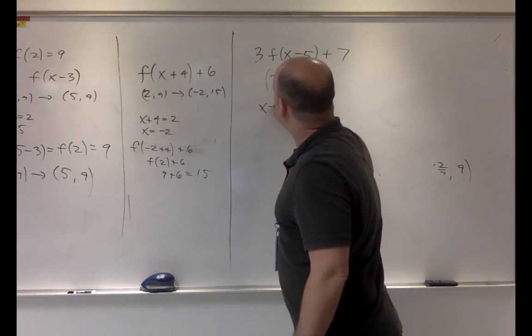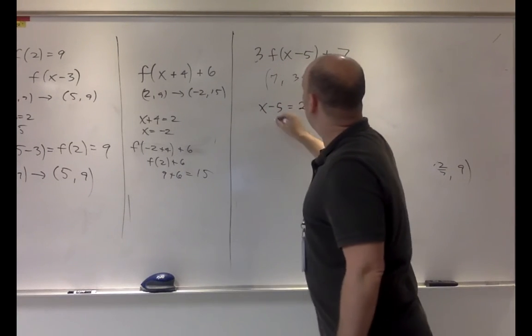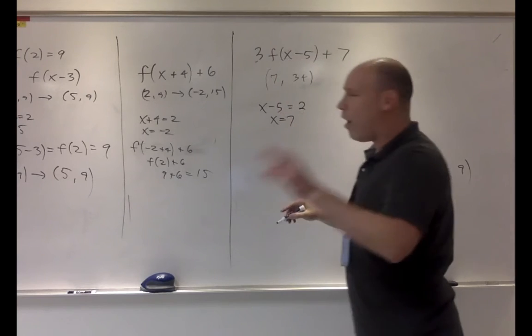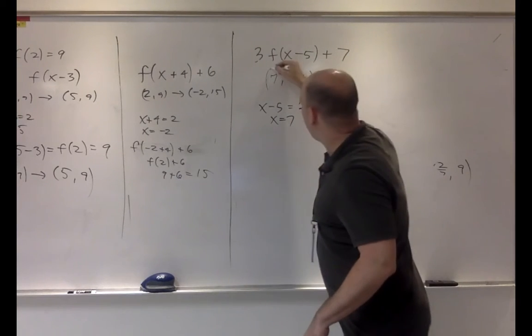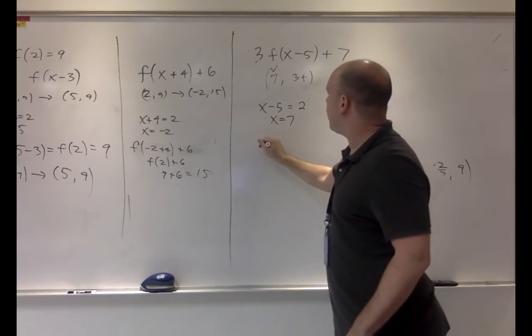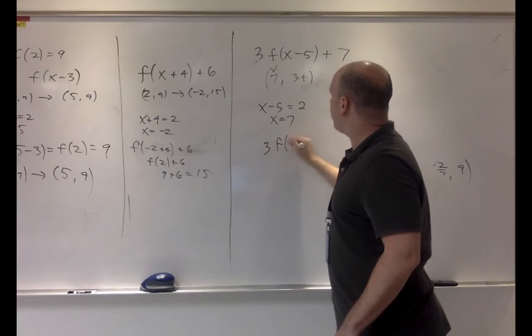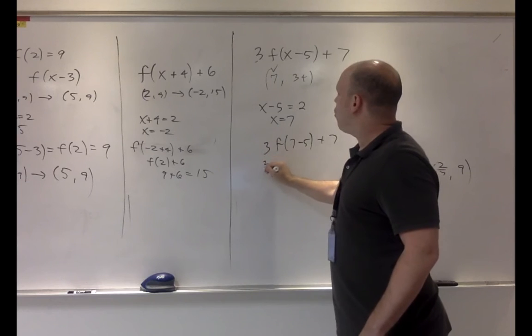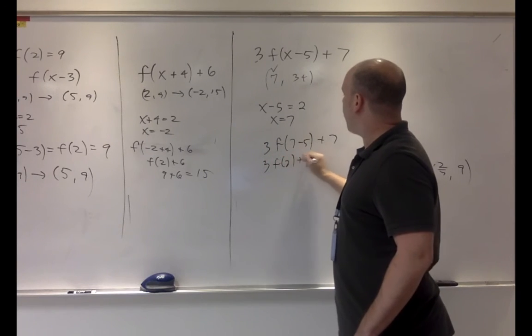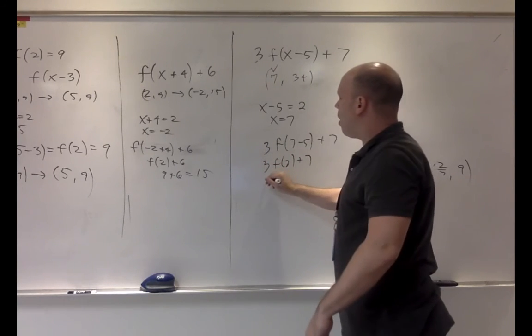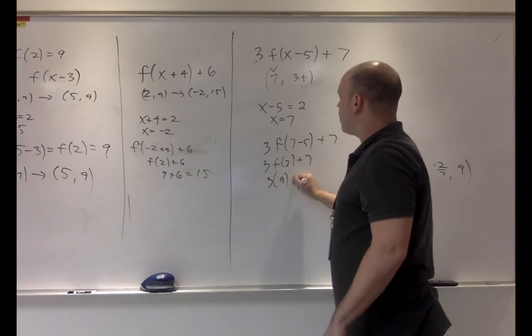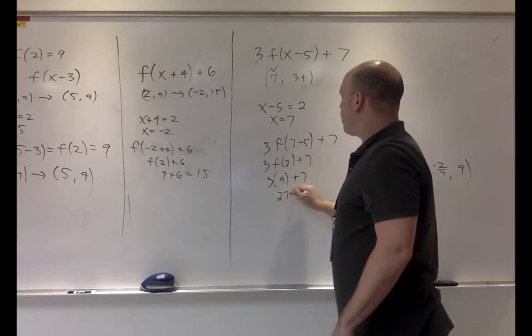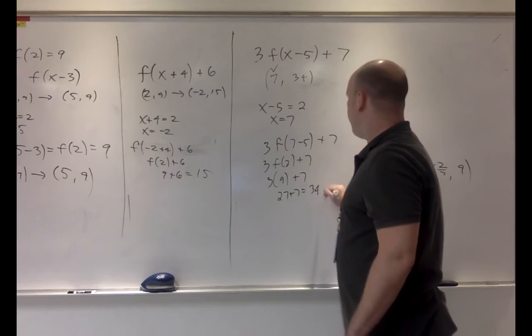Fine. x minus 5 equals 2. x equals 7. Okay, I got my 7. Let's plug my 7 in here. 3 times f of 7 minus 5, plus 7. 3 f of 2 plus 7. Well, I know f of 2 is 9. Nice. 27 plus 7, 34. Excellent.